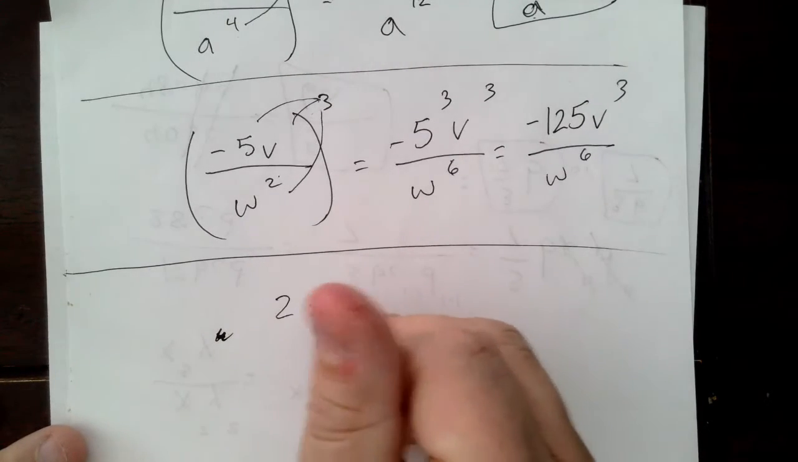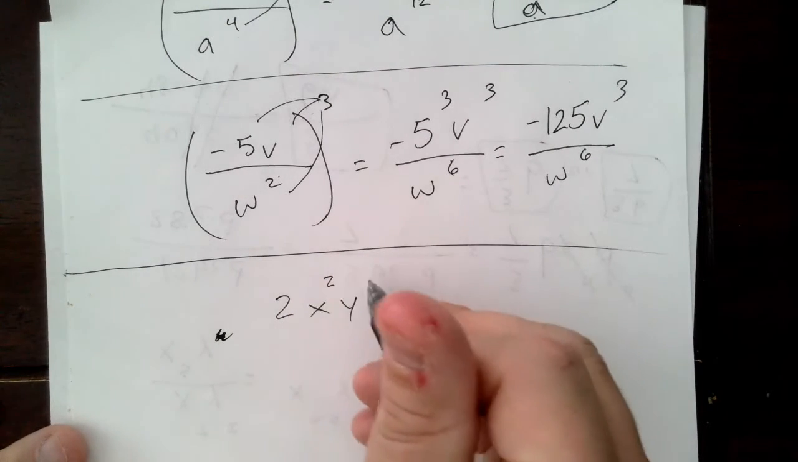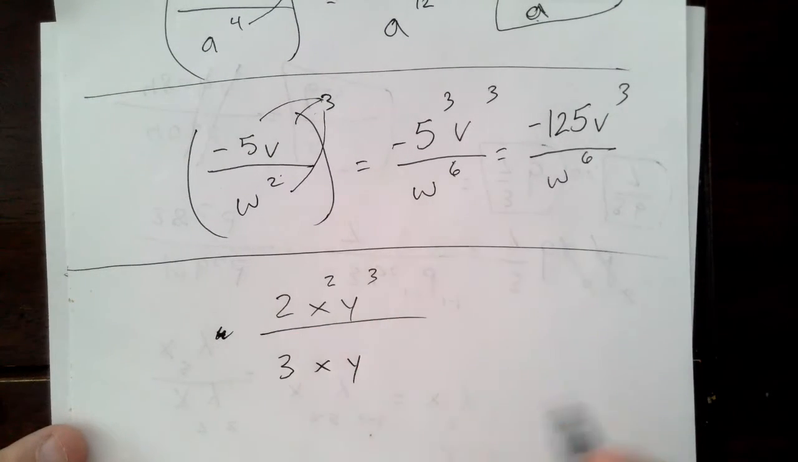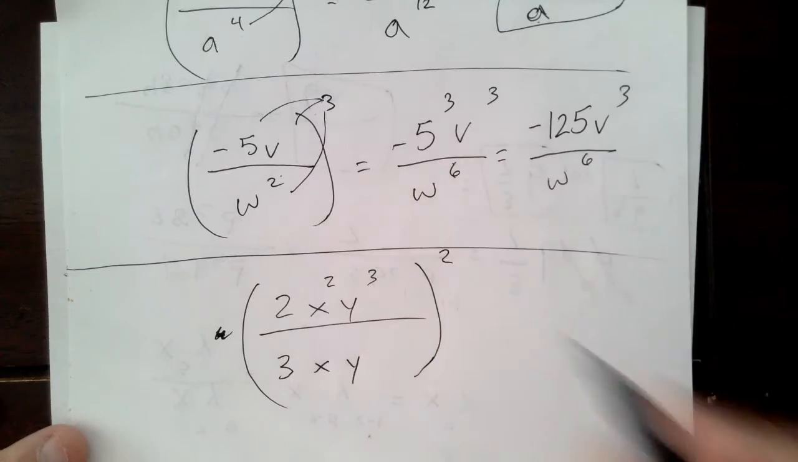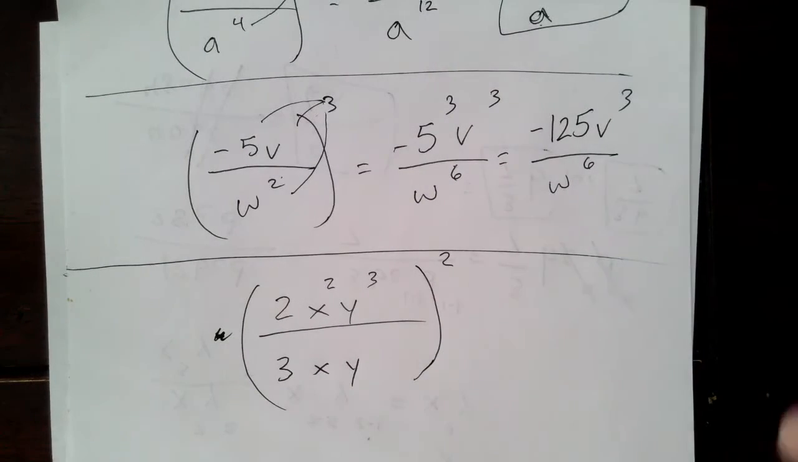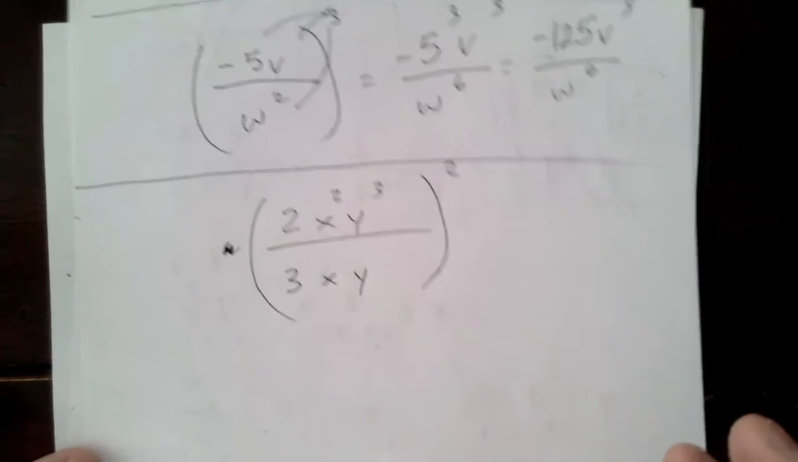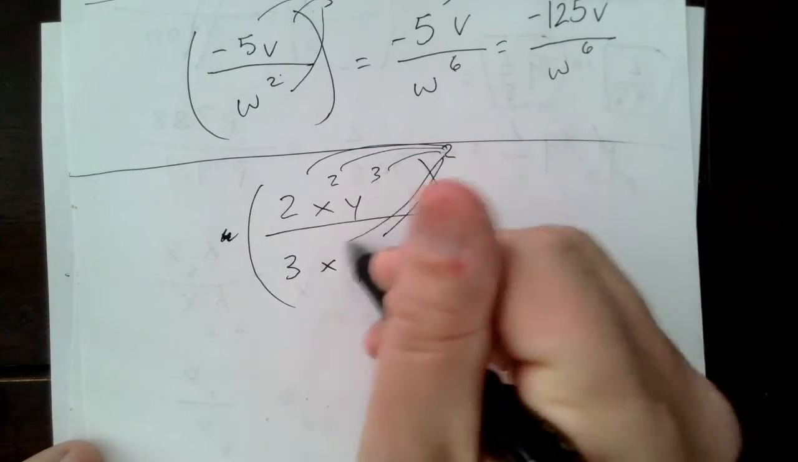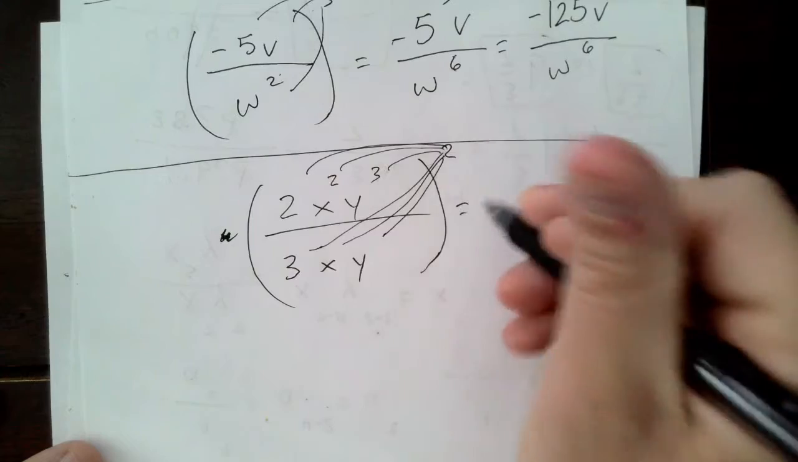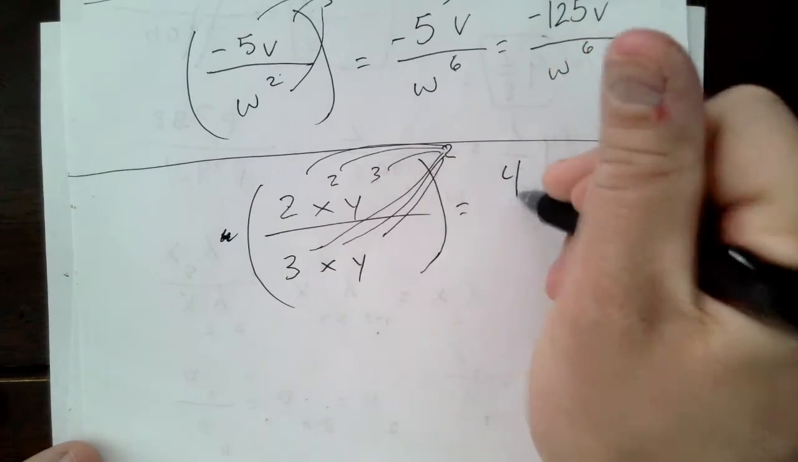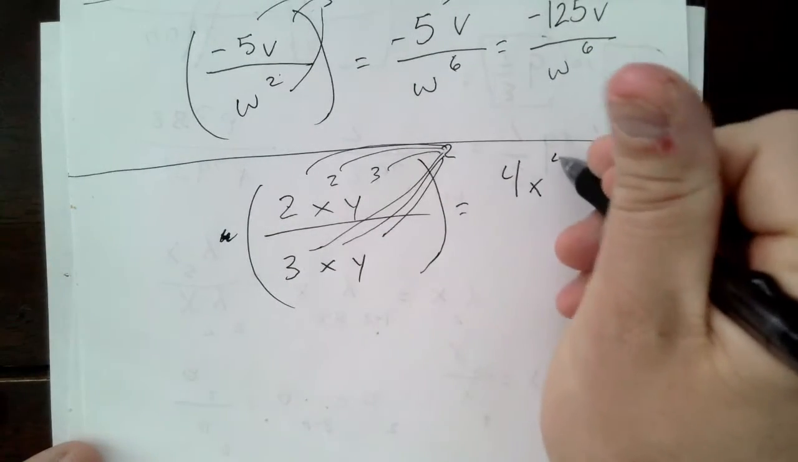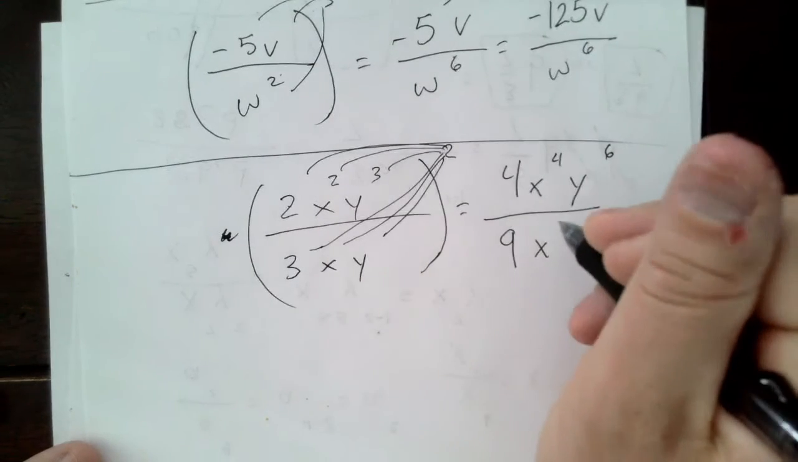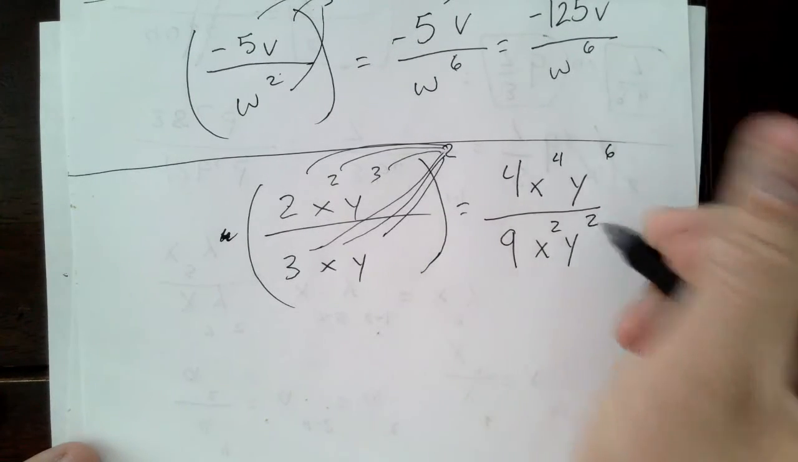If I had 2xy squared and cubed over 3xy, and if I had this whole thing squared, this is the last one I'm going to do. So if I have this problem, that squared is going to go to everything inside of there that has an exponent. So 2 squared is 4. X to the 4th, y to the 6th, over 9x squared, y squared.